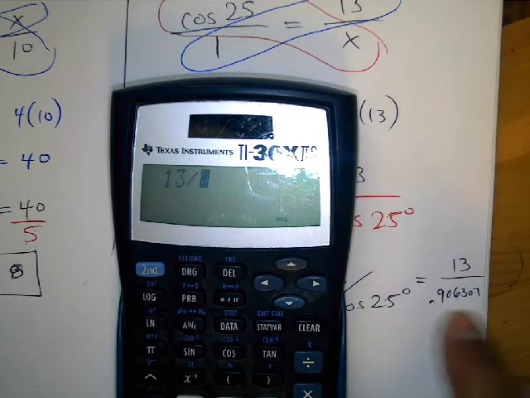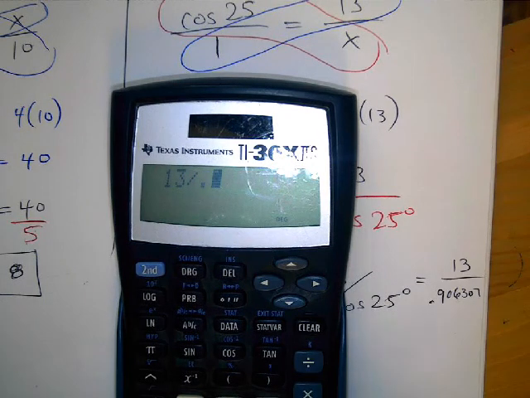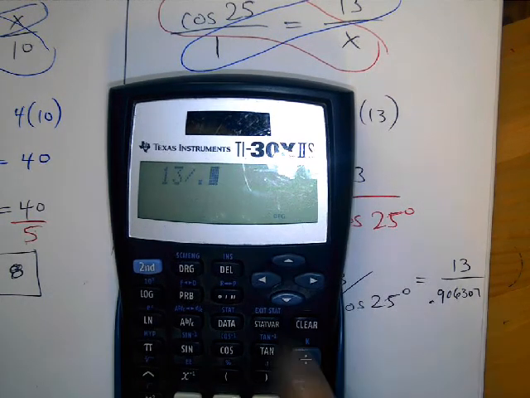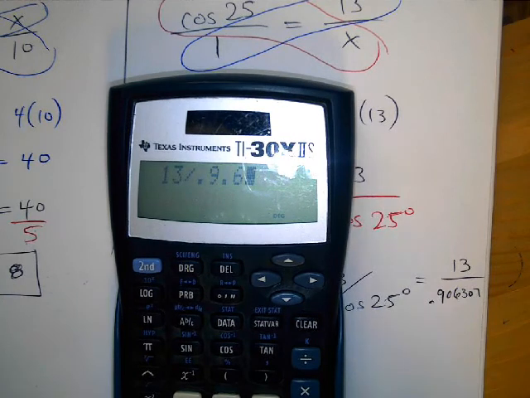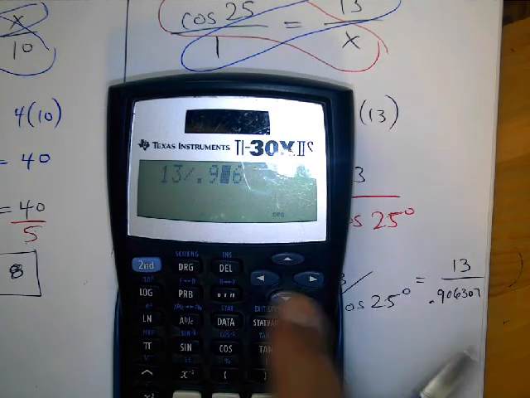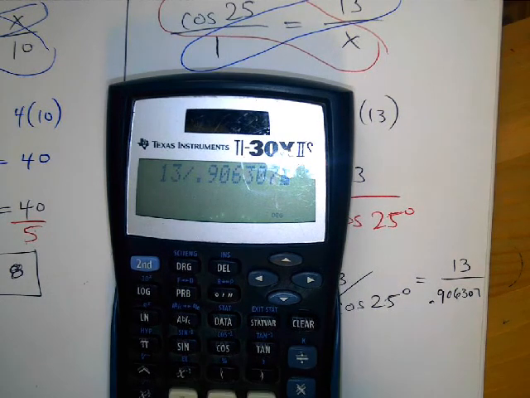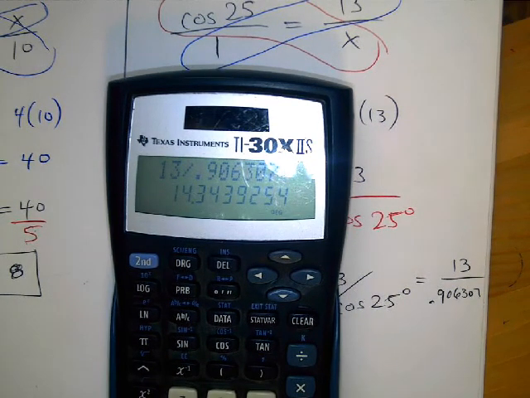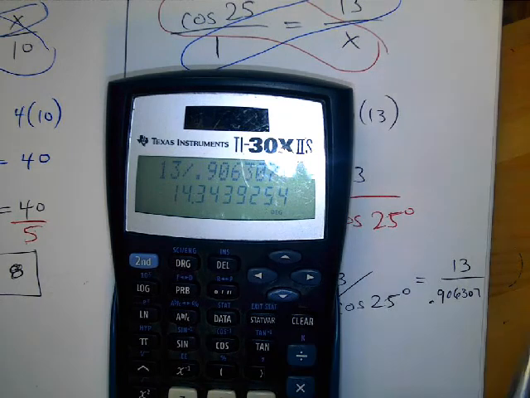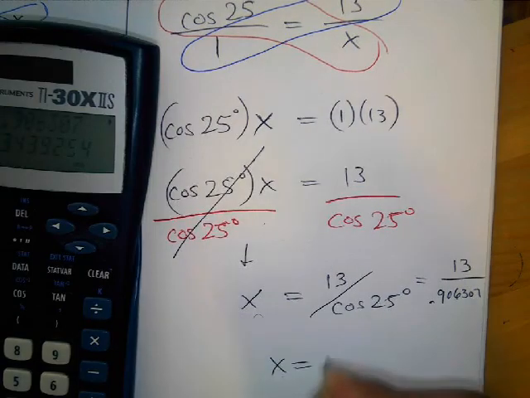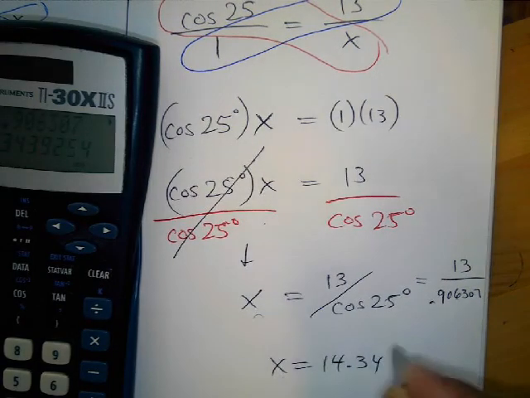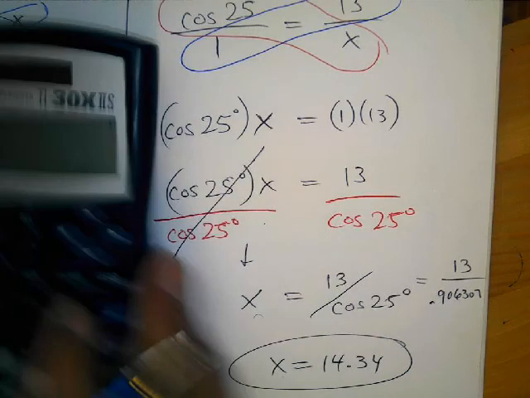Okay? So then you just clear everything and then you just do 13 divided by, and then you punch this in. 0.9060307, equals. Okay, I got 14.34.